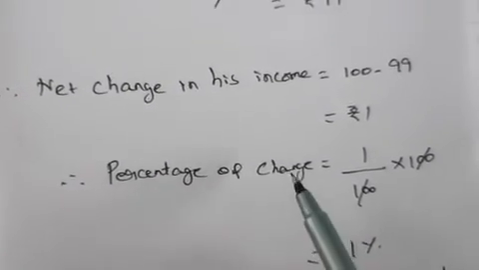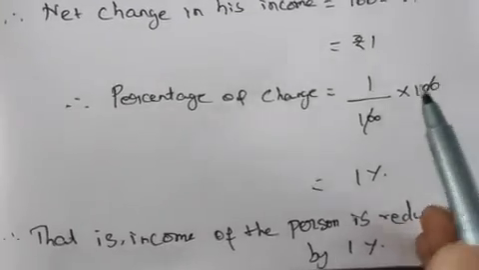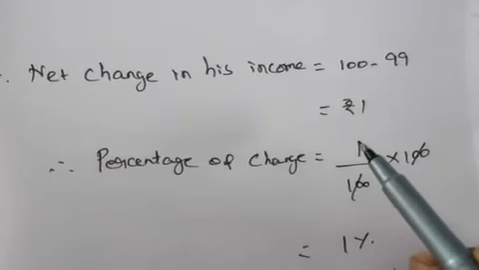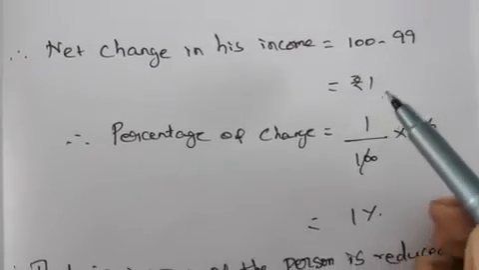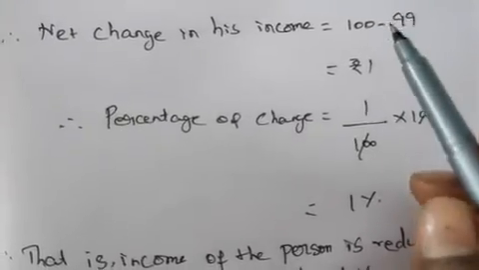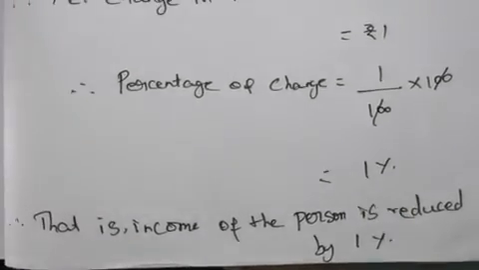Now we find the percentage, that is equal to 1 by 100 into 100. We know how to find the percentage from our lower classes. The change is 1, the initial amount is 100, therefore 1 by 100 into 100. We find the percentage of change is 1%.